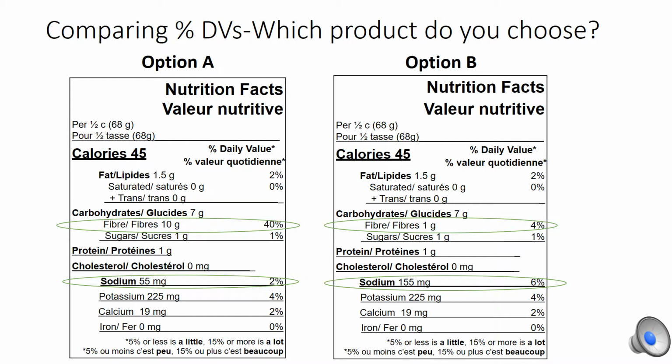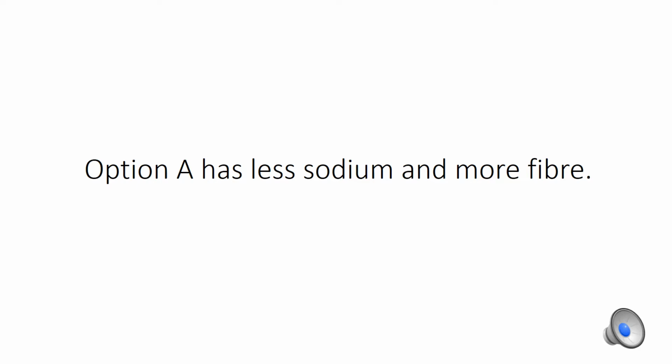Let's compare two products using the % daily values. Here we see that option A has 40% fiber, whereas option B only has 4% fiber. We can also look at sodium on this nutrition facts label. Sodium for option A is 2% and sodium for option B is 6%. So the better choice here is option A, as it has less sodium and more fiber.